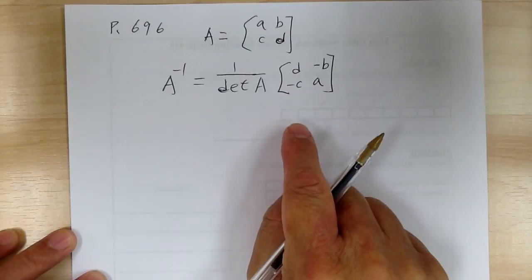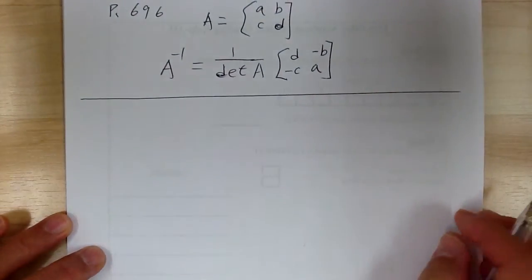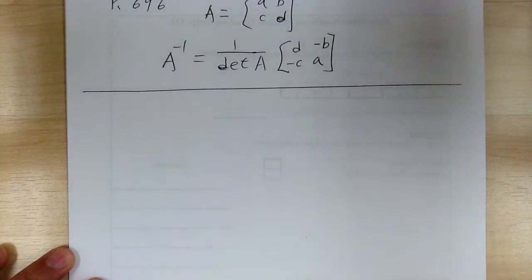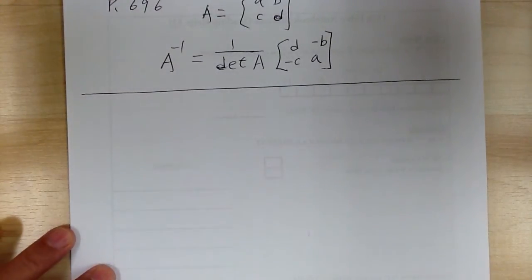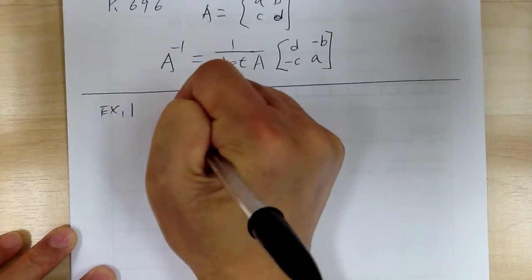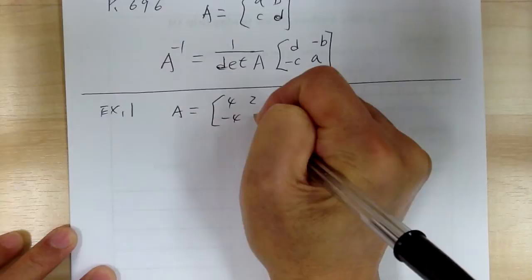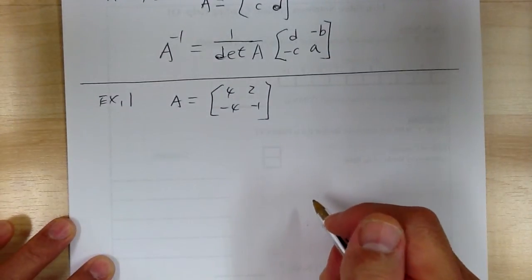So let's go over some examples of how to do this. Now this is only for 2 by 2 inverses. The 3 by 3 inverse is extremely messy, so we're not even going to bother with it. Okay, so let's go to example 1. You have A equal to [4, 2; negative 4, negative 1], and you're looking for the inverse of A.